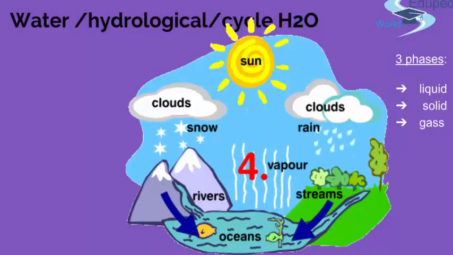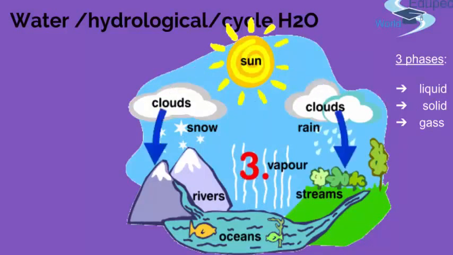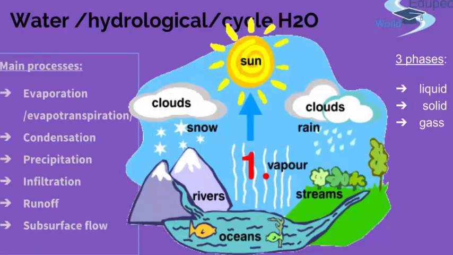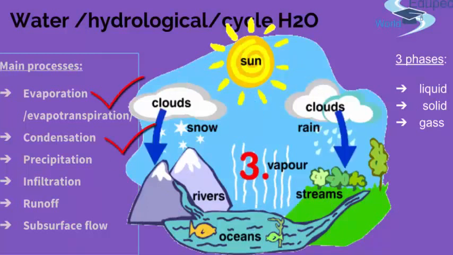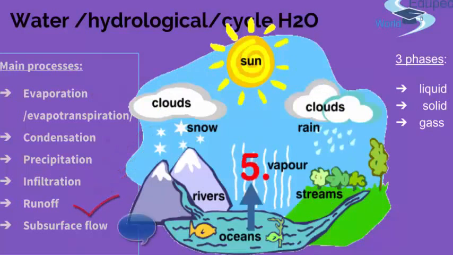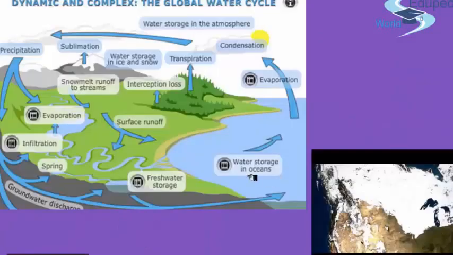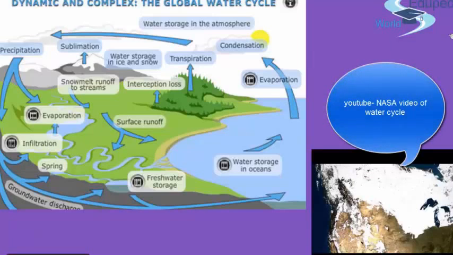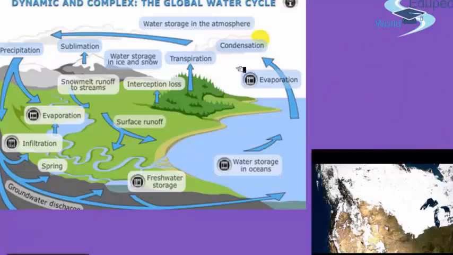When we talk about the cycling of water, there are a few main processes that allow water to move around the earth. So it's evaporation, condensation, precipitation, infiltration, runoff, and subsurface flow. This is a scheme explaining the process. This was supposed to work, but it's a video from YouTube, NASA's video, you can find it anyway, of the water cycle. This is more important, what I wanted to tell you about.